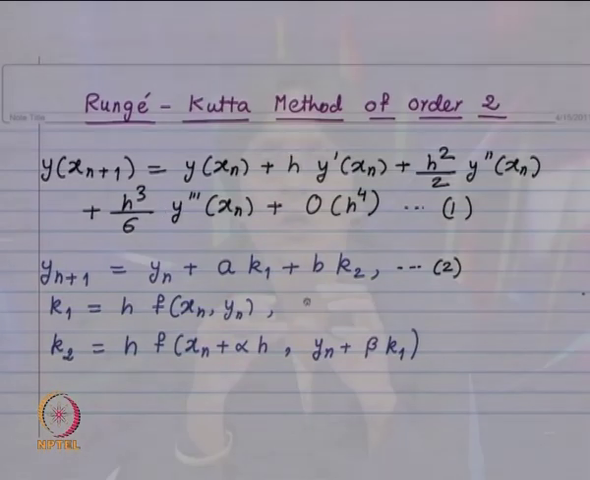So, the way we are going to do this is, we have f of x n plus alpha h, y n plus beta k 1. Use Taylor series expansion for function of two variables. So, this f of x n plus alpha h, y n plus beta k 1 will be equal to f of x n y n plus alpha h, and then partial derivative of f with respect to x evaluated at x n and y n, plus beta k 1 partial derivative of f with respect to y evaluated at x n and y n. When we look at the Taylor series expansion for y at x n plus 1, that also involves the terms f, f x, f y.